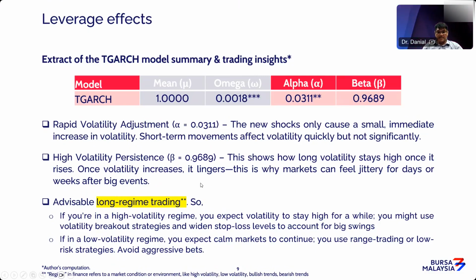I put a footnote here. Regime in finance refers to a market condition or environment, like high volatility, low volatility, bullish trend, bearish trend. So you can refer to my footnotes here. First, if you are in a high volatility regime, you expect volatility to stay high for a while. You might use volatility breakout strategies and probably widen stop loss levels.